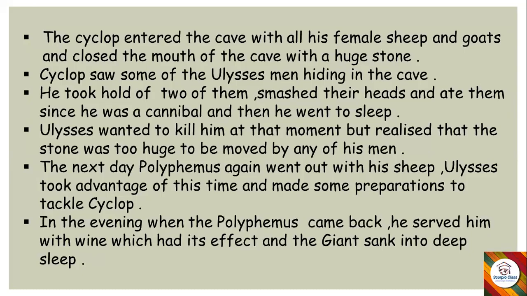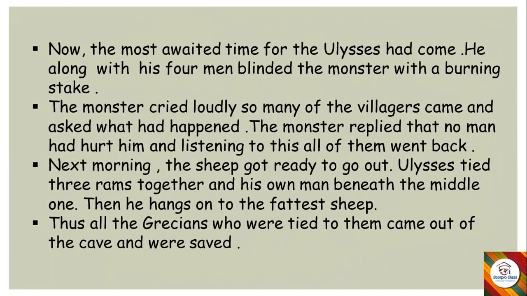So in the evening, when Polyphemus came back, he served him with wine, which had its effect, and the giant sank into deep sleep. Ulysses and his men were famous for having some wine, so they made the wine and offered it to him, and he drank it very nicely, and it started having an effect on the giant's body, and he went into a deep sleep.